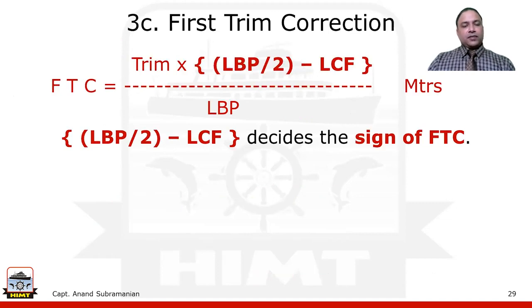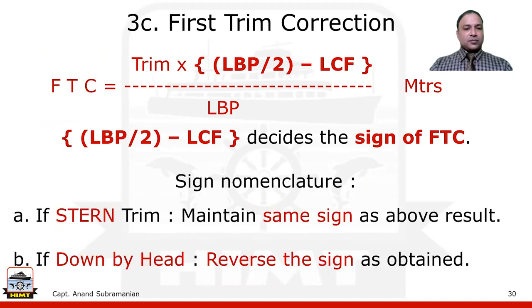Now, again, we have to decide the sign of this first trim correction. So if you look at the formula very carefully, the LBP by 2 minus LCF is the one which decides the sign of this particular answer. The trim is a static quantity which is always obtained from the numerical, and the LBP is also a static entity. So basically, the LBP by 2 minus LCF is the one which decides the sign of the first trim correction. Now, what we suggest is just retain the same value as it is.